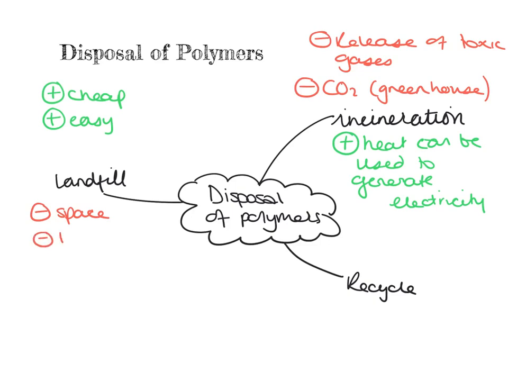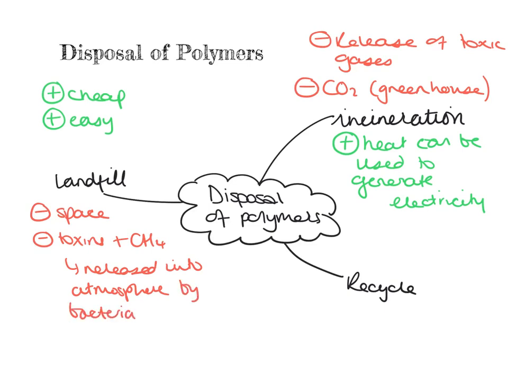There's also toxins and methane that can be released by bacteria that live in a landfill and that feed off the waste. So released into the atmosphere by bacteria as they slowly biodegrade. And any toxins that remain in the landfill with rain and things like that could be washed into water supplies and cause contamination in the water supply. So landfill also has its advantages and its disadvantages.